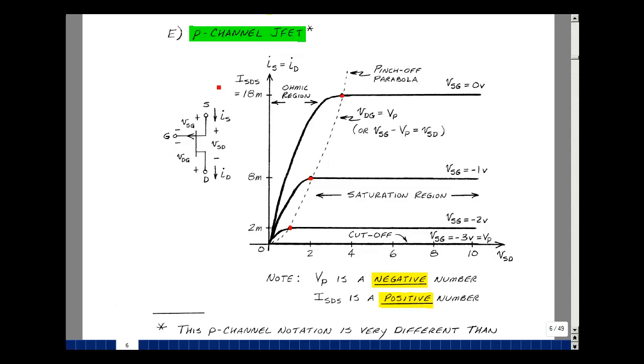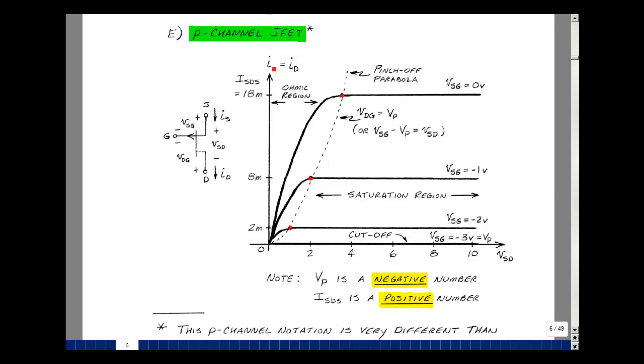Show the current coming into the source and out of the drain. Because the gate current is 0, the source and drain currents are the same. I'll label that over here. Now if you do this, you get exactly the same VI characteristics we had before. It's just that all subscripts are reversed and all currents are reversed.